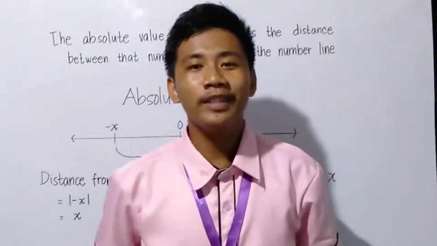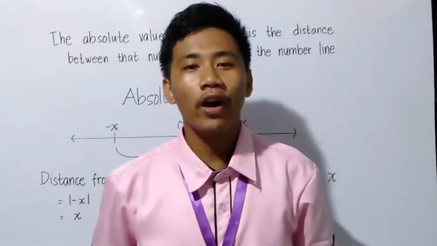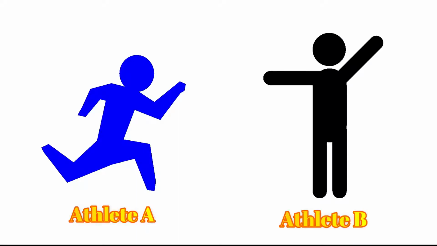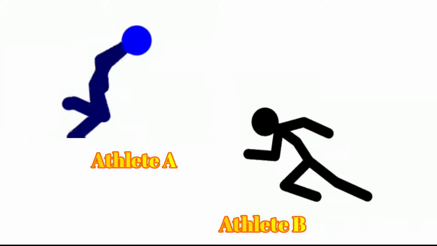Hello everyone! In this video, you will learn about the definition of absolute value function and how to determine if the given relation defines an absolute value function. Suppose there are two athletes running. We have athlete A and athlete B. The two athletes started running on the same point. Athlete A runs to the east, while athlete B runs to the west.